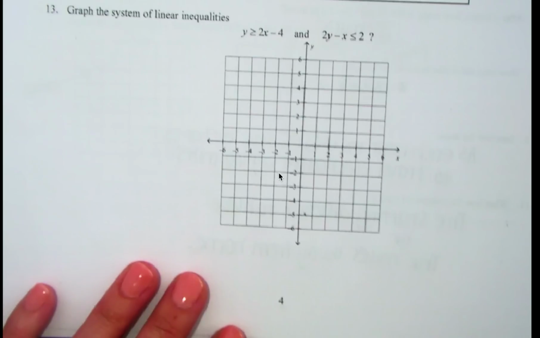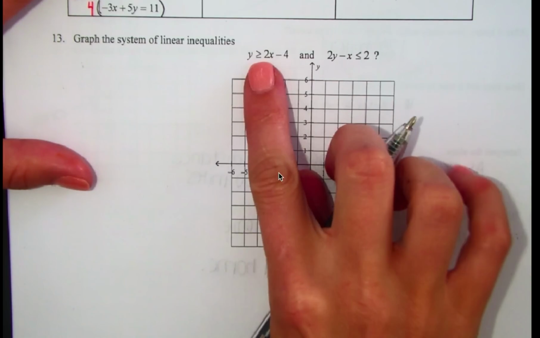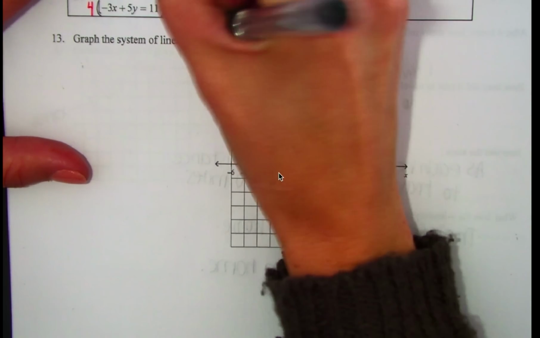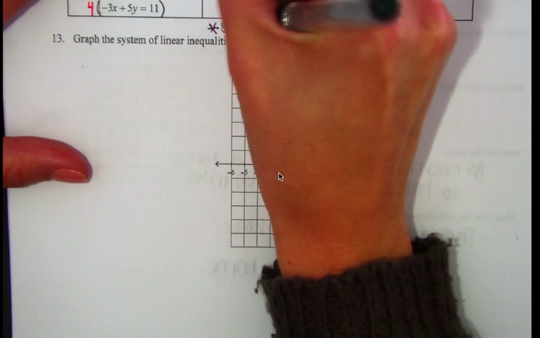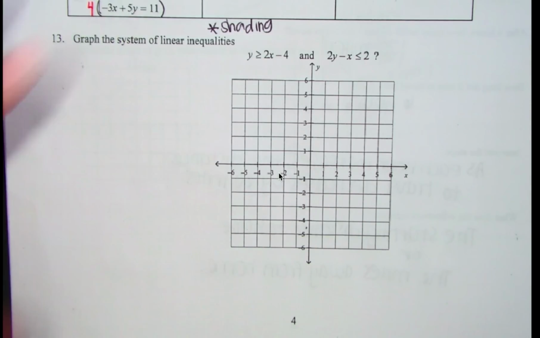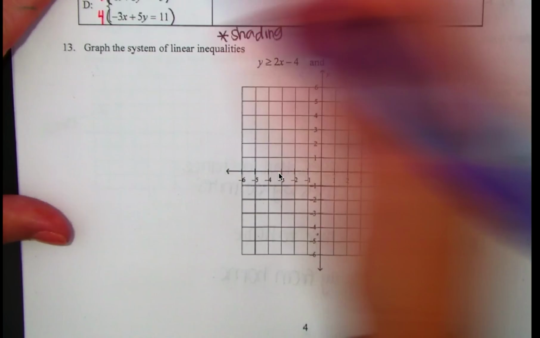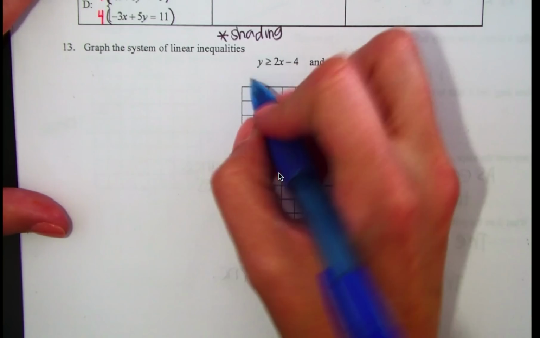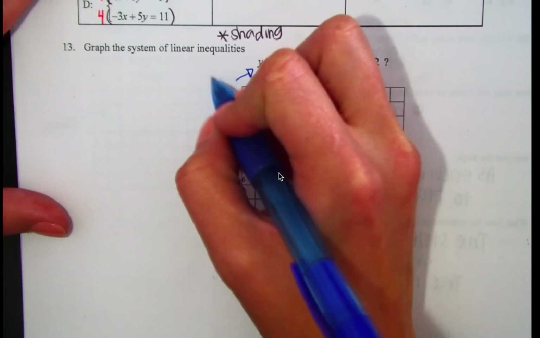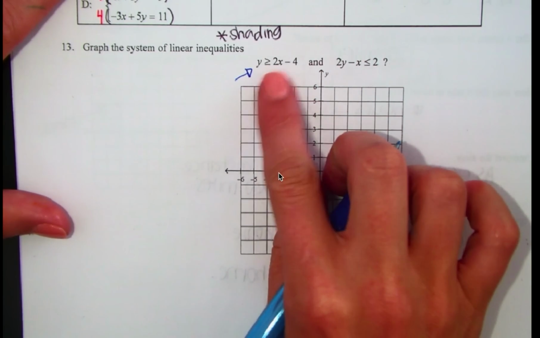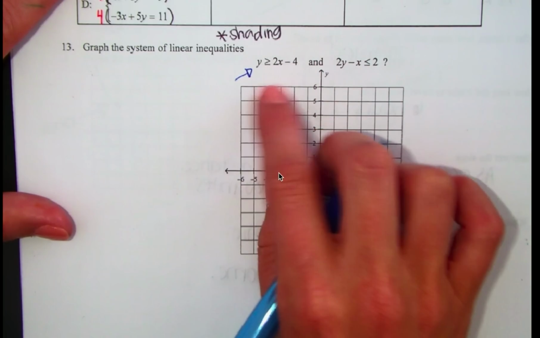Number 13 is graphing a system of linear inequalities. So we remember when we see inequalities, instead of equal signs, we will be shading. So what we want is to write these in slope-intercept form so that we're able to graph them. This is already in slope-intercept form, y equals mx plus b. So I'm going to graph this one first.